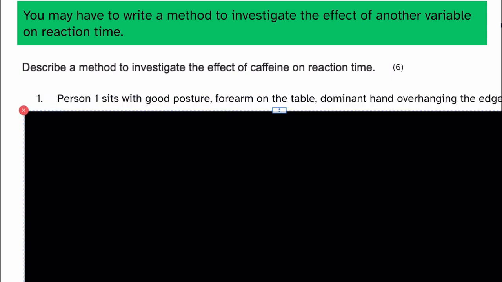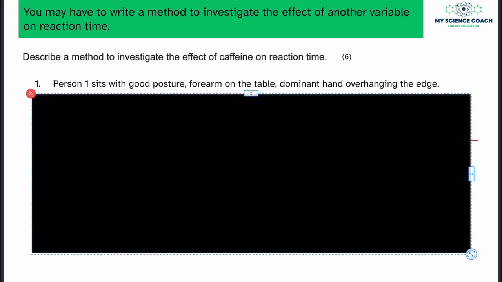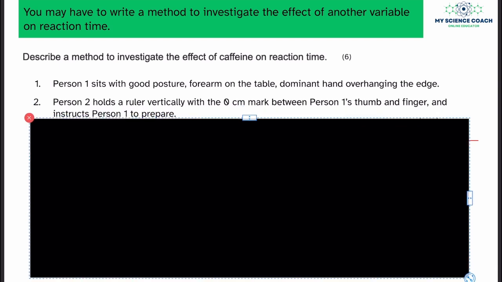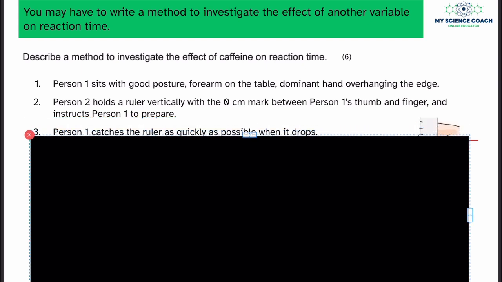There we go. So first off, we get person 1, and they sit with good posture, forearm on the table, dominant hand overhanging the edge. So we have given all the qualifiers we need for a nice controlled test. Because we want the 6 marks, don't we? We want a logical, valid outcome, so we have to mention control variables. Person 2 holds the ruler vertically with the 0 centimetre mark between person 1's thumb and finger, and instructs person 1 to prepare. Again, exactly the same as the basic method.